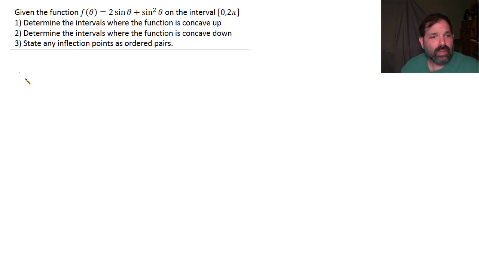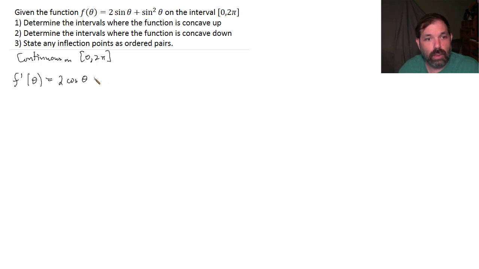All right, so this is continuous everywhere, so it is continuous on the given interval 0 to 2 pi. That's what we'll focus on. Let's calculate the derivative. F prime at theta would be 2 cosine theta plus 2 sine theta cosine theta. Don't forget the chain rule on that term. And then we need the second derivative.